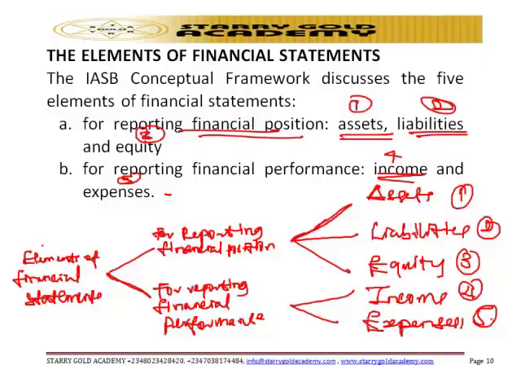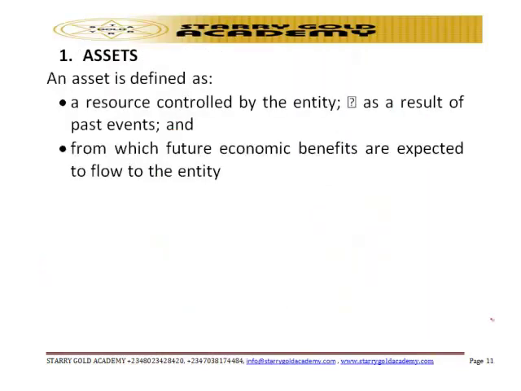So let's move on. Let's consider those elements one by one. Asset. Asset is defined as a resource of any kind that is controlled by an entity as a result of past events, and from which future economic benefits are expected to flow to the entity. So it refers to what? It refers to a resource controlled. There must be an element of control.